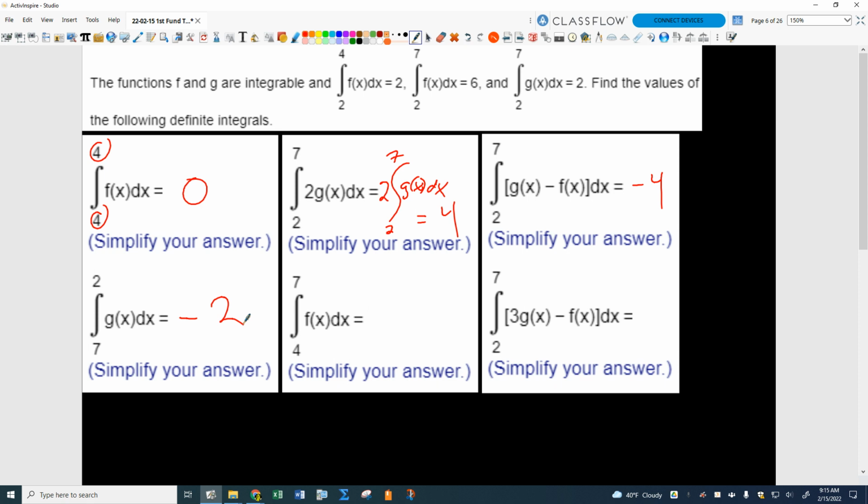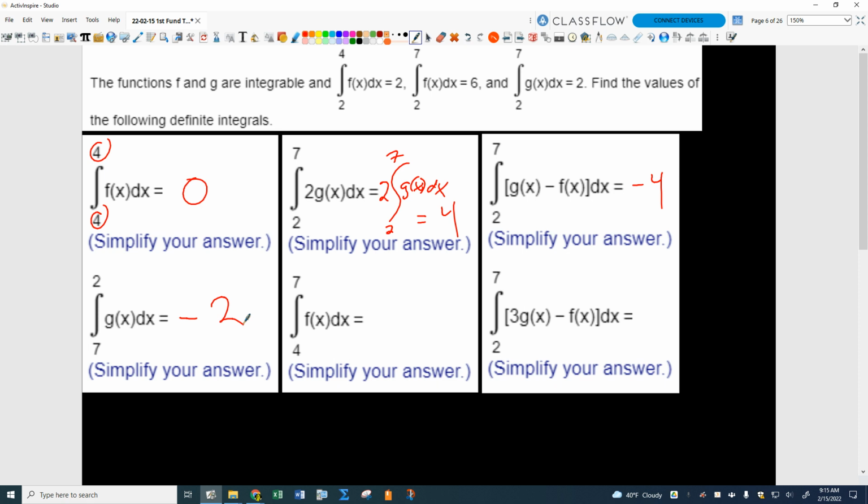Anybody else come up with another way for that one? That's a good way to do it. Probably the easiest way to do it, actually. Anyone come up with a different way? Using the interior limit theorem? That was the one where we had, I'll show you.